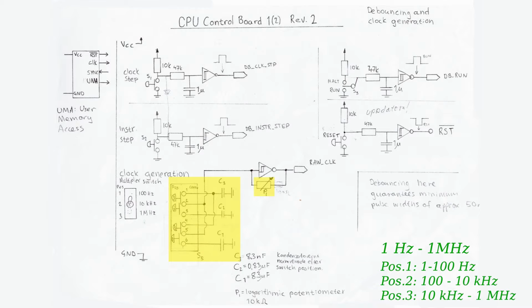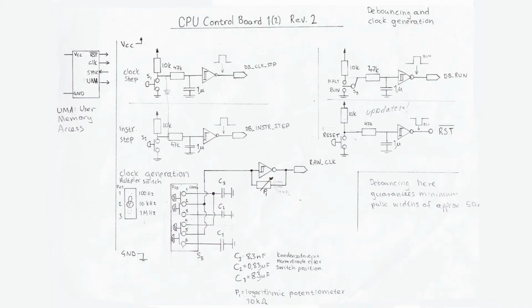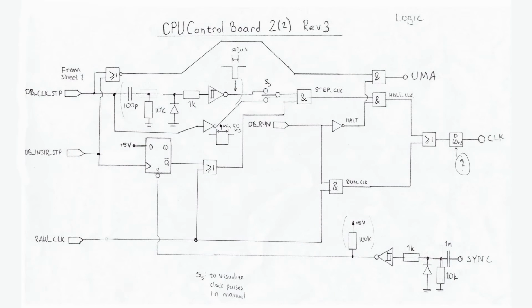This design will change in iteration 2, where there will be a rotary switch with 6 positions instead, giving the potentiometer a span of a single order of magnitude. The generated clock, called the raw clock, is sent off to the next sheet. The second sheet is both more and less complicated than it looks.